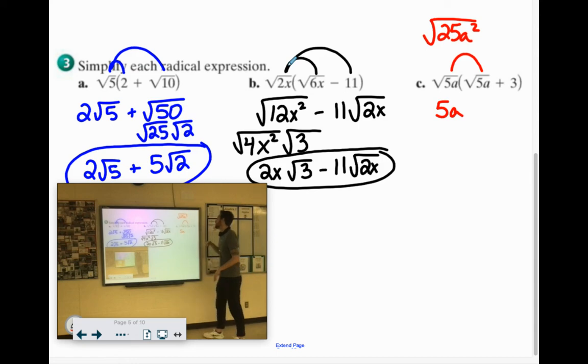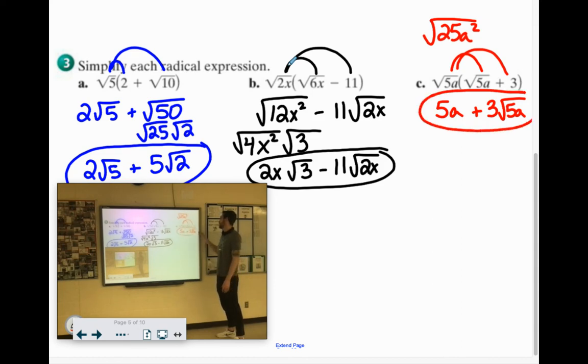I don't. Root 5a times 3, that's a regular number with a radical, so just mush them. 3 root 5a. There are no perfect squares left in 5a, so we're all done.